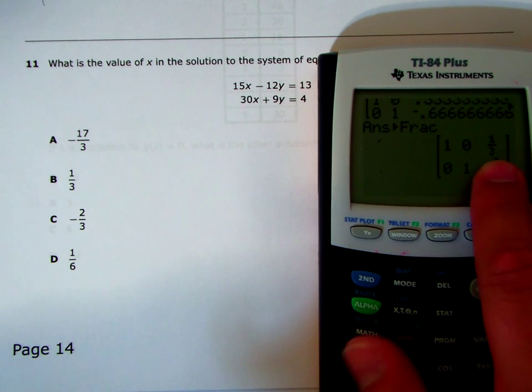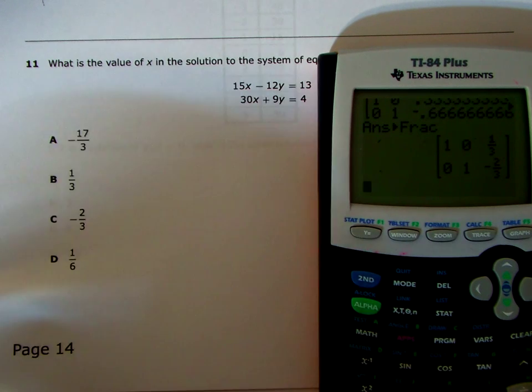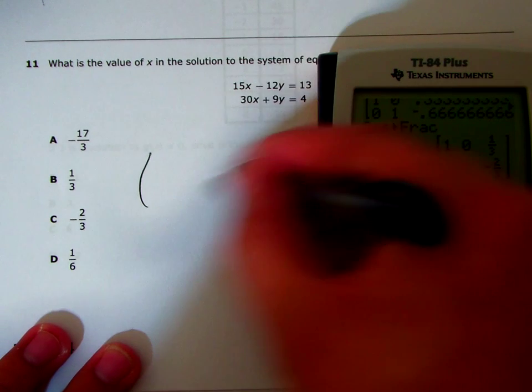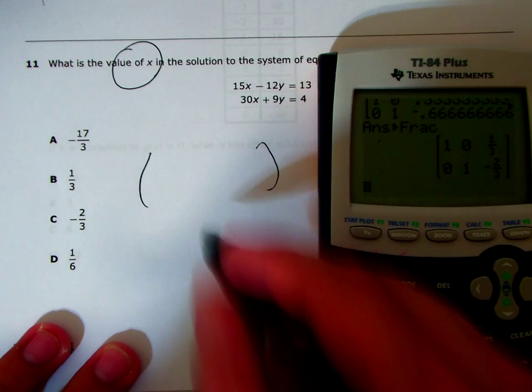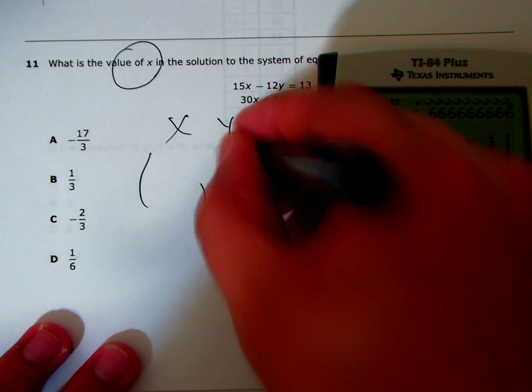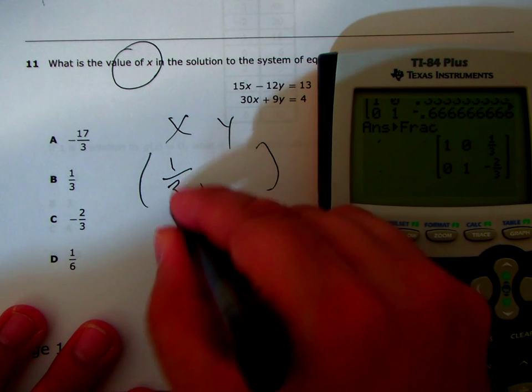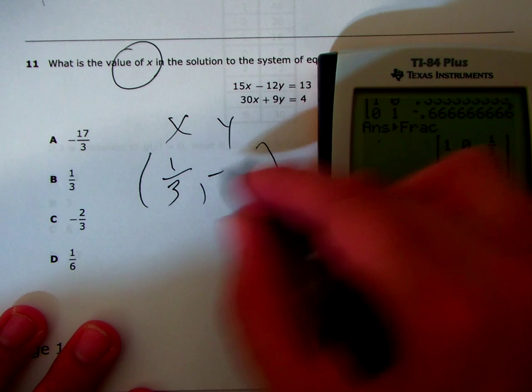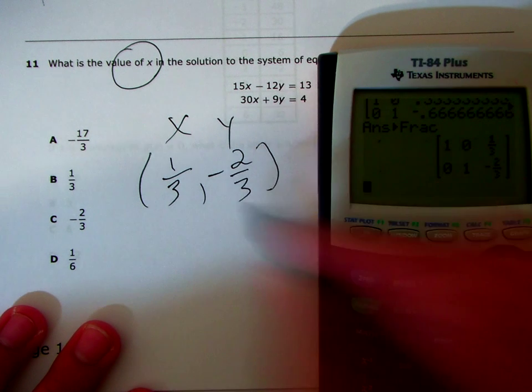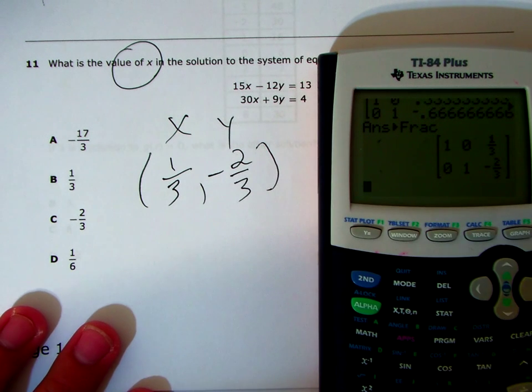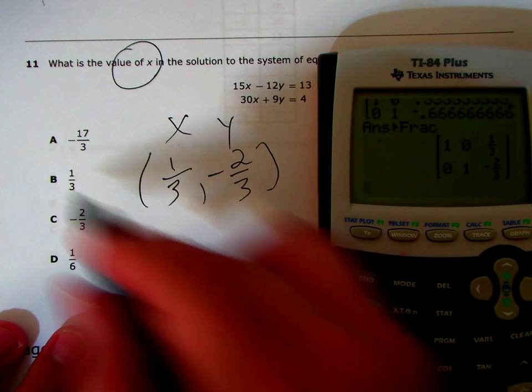So the first one, the x, is going to be what? So we're going to have a function here. It even asks you the same thing, it asks you for the x. I'm telling you, it can't be too much different. Probably ask you for y, probably ask you for x. So 1/3 and negative 2/3, right? So your x, which one's 1/3? B.